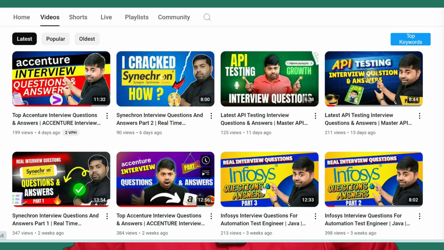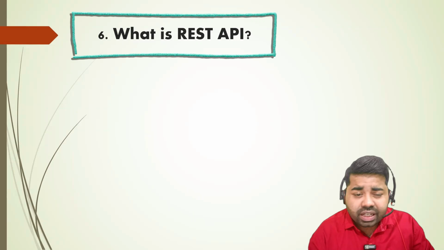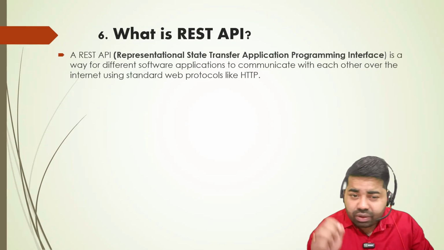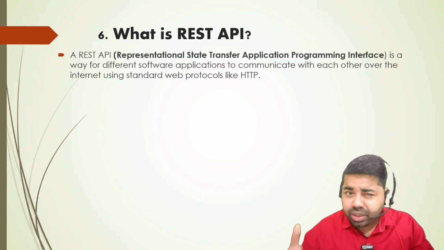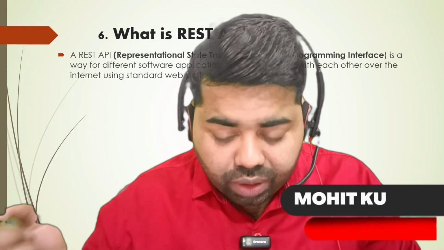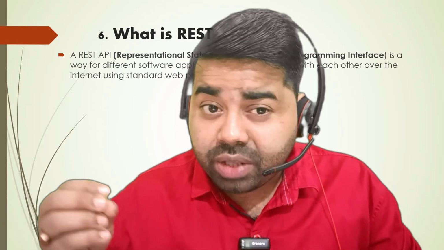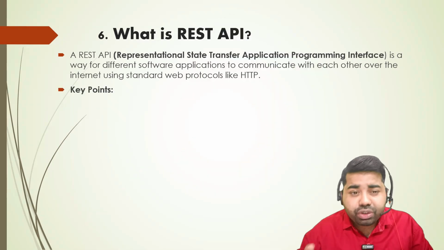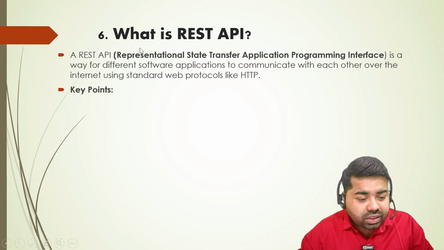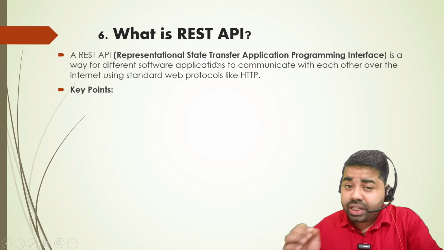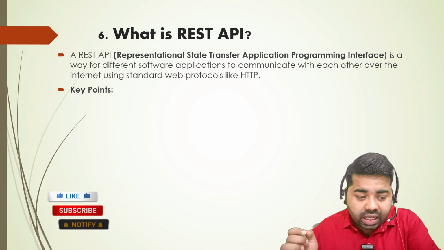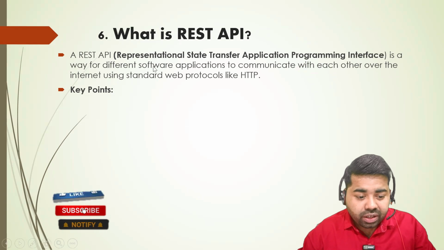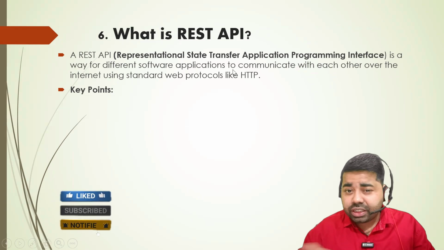So next question is, what is REST? REST is one type of API. We discussed in the last question what the types of API are, and it is the most frequently used API. So what is REST? REST stands for Representational State Transfer Application Programming Interface. It is a way for different software applications to communicate with each other.